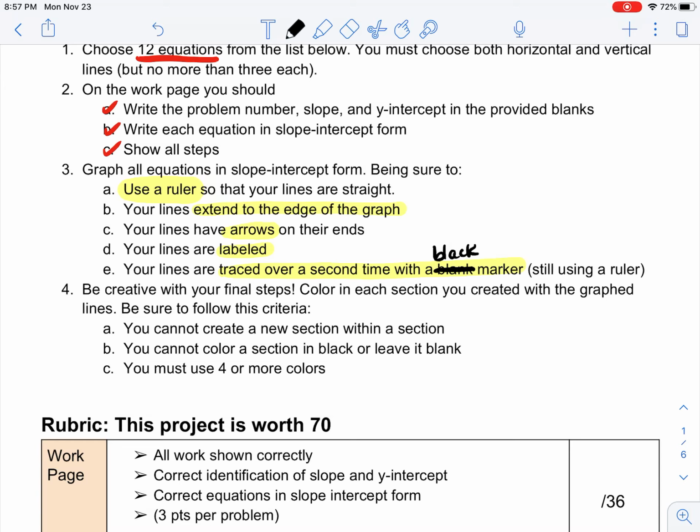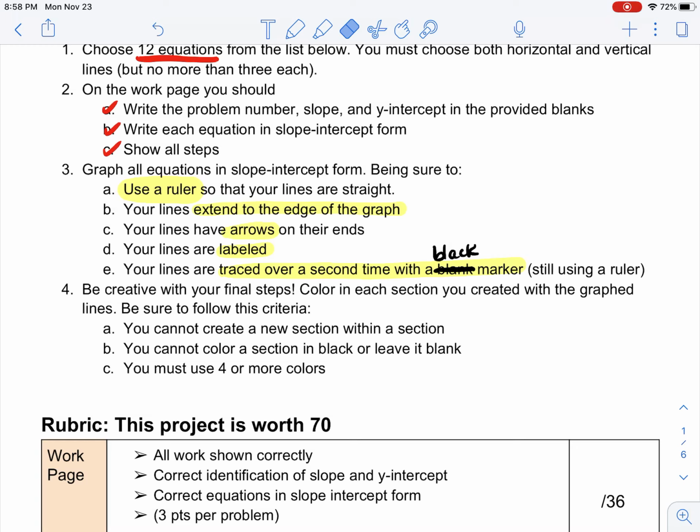So if this is your graph page, your lines should not be all curvy and wiggly and stuff like that. They should be nice and straight. They should also have little arrows on the ends like that. And they should be easy to see. So you're going to trace over them with a darker black marker.